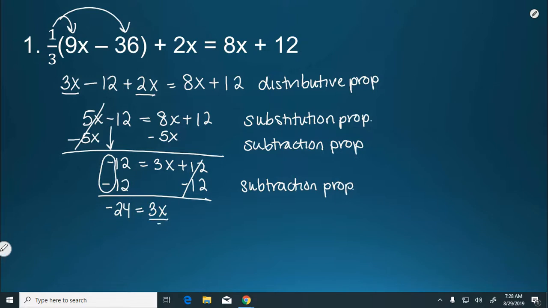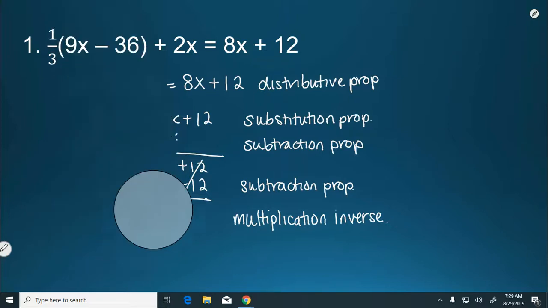And last, I divide by 3. So x equals negative 8. And that is the multiplication inverse property of equality. All right, so we get down to our final answer of negative 8 here, showing our work neatly so that the process is clear as we're going on. All right, let's take a look at another example.